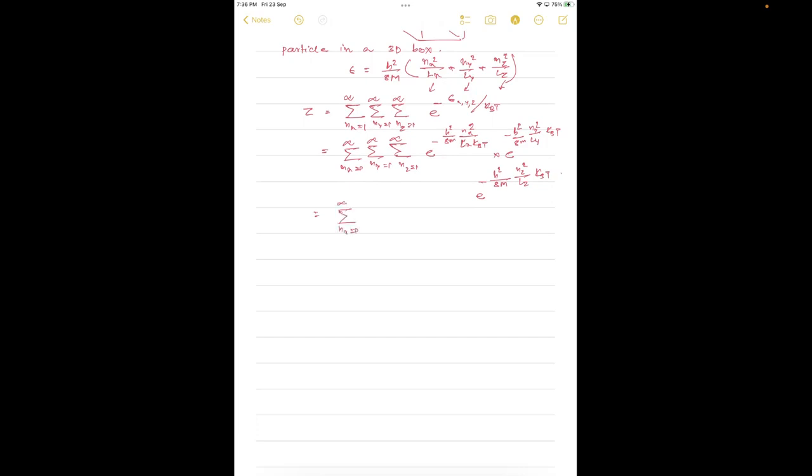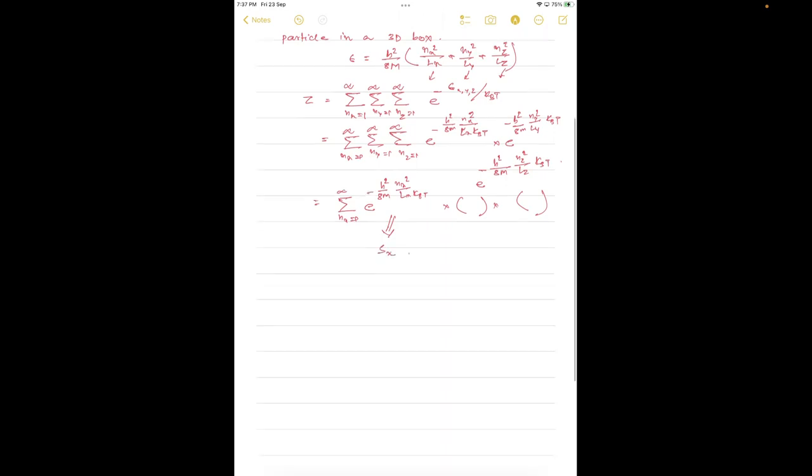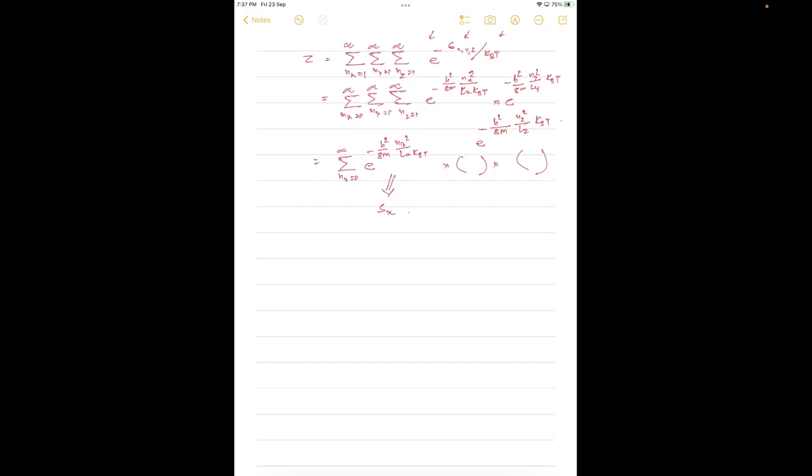So nx equal to 1 to infinity e to the power minus h square by 8m nx square by Lx kBT. Like this, there will be a y term and there will be a z term. So if you just take this term, let's just call it Sx, sum over x. So Sx is this sum over nx equal to 1 to infinity e to the power minus h square over 8m nx square by Lx kBT. Now let's write this sum down first, nx equal to 1 to infinity e to the power minus h square nx square over 8m Lx kBT.